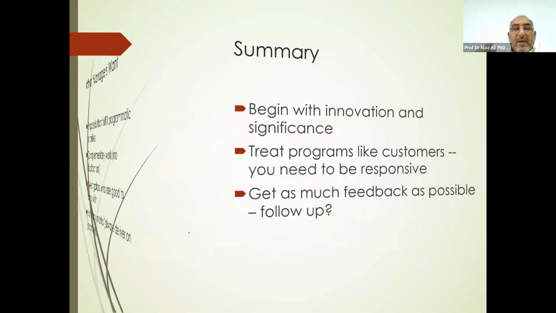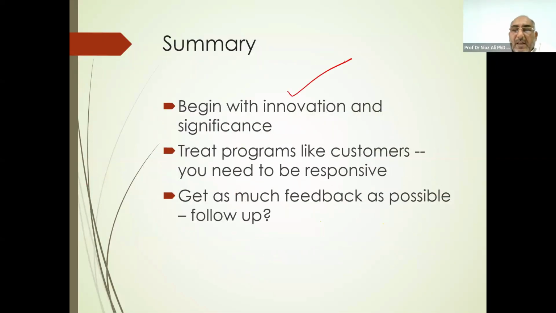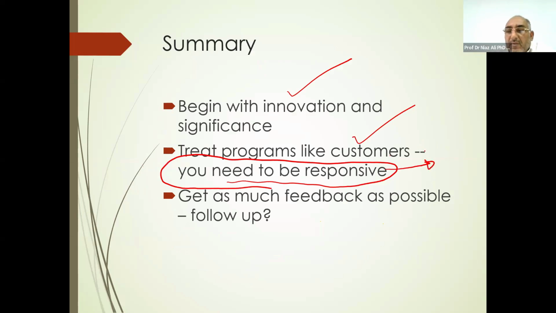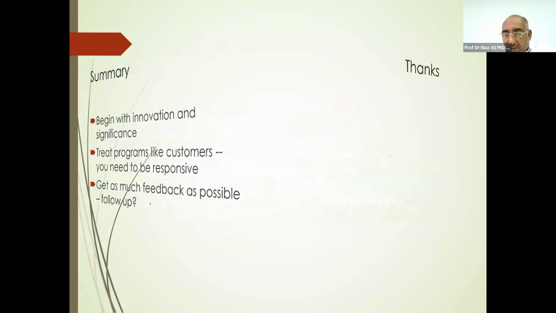In summary, begin with innovation and significance. Treat programs like customers. You need to be responsive. Responsive means to fall within their aims and objectives. Your interests shall be in line with the interest of the program, and get as much feedback as possible. This is possible through the follow-up that we usually ignore in most of the cases. So to get your proposal funded, your proposal should be scientifically well-written, and you should have a good PR relation with the managers and the directorate who is going to fund you.